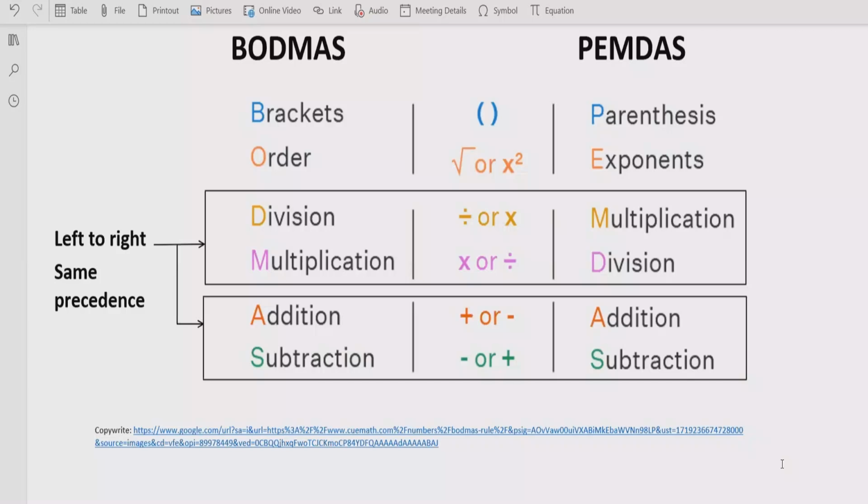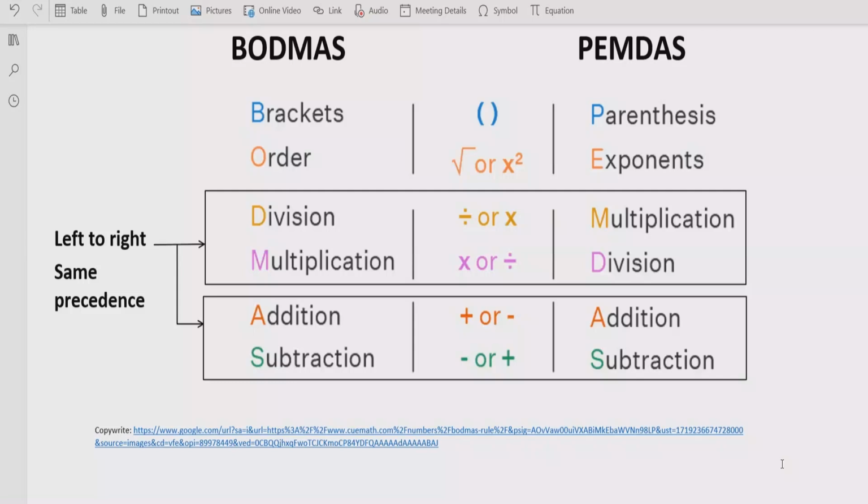The rule says if your expression contains any bracket or parenthesis, you have to solve that part first. After that, you have to solve the exponent part, or power: any number that has a power or root. You have to solve that part next. After that, you go left to right and find division and multiplication. Actually, division and multiplication have similar precedence, so you can solve division first if it comes first, and you can solve multiplication first if it comes first.